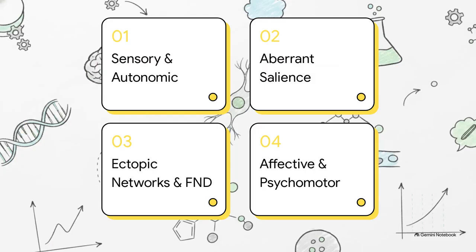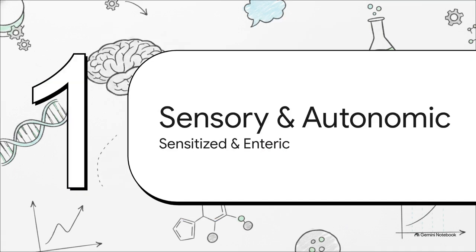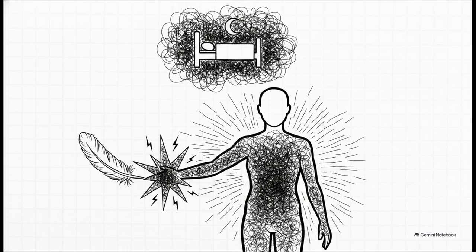Here's our quick roadmap for today's deep dive. 1. Sensory and autonomic dysregulation. 2. Aberrant salience. 3. Ectopic networks and functional neurological disorder. And 4. Affective and psychomotor phenotypes. Let's get into it. Starting right off with Section 1, Sensory and Autonomic Dysregulation, we'll be examining the sensitized and enteric phenotypes. Okay, think about the precise clinical presentation of the sensitized phenotype for a second.